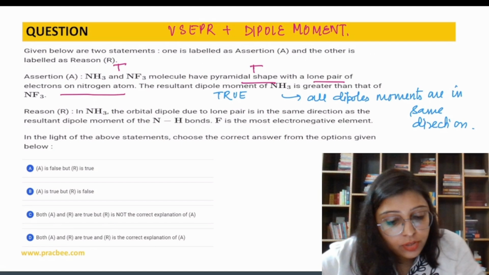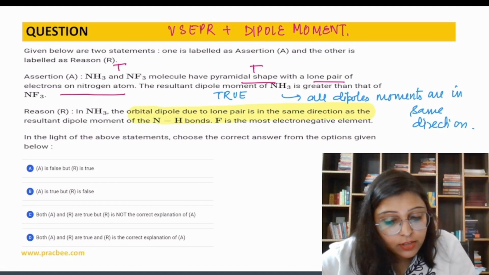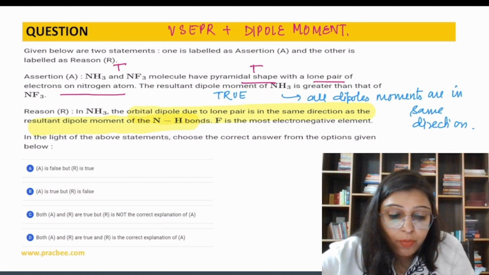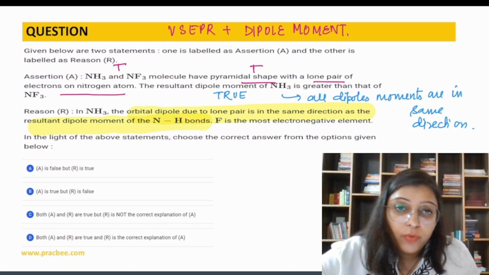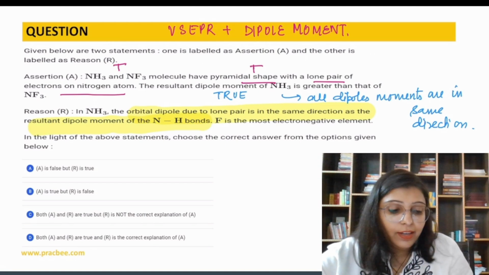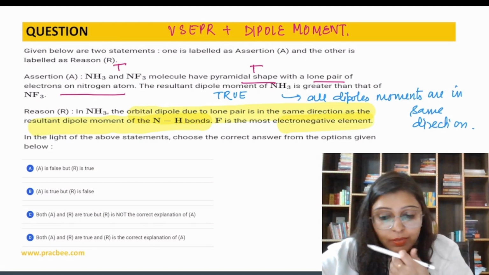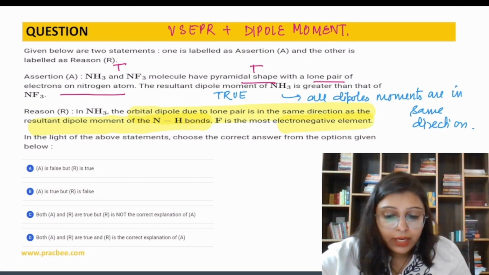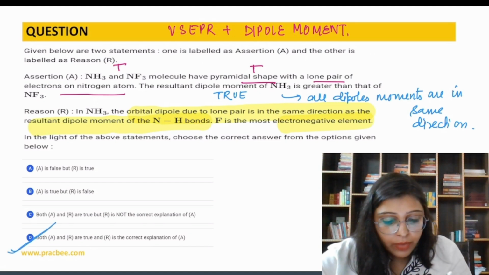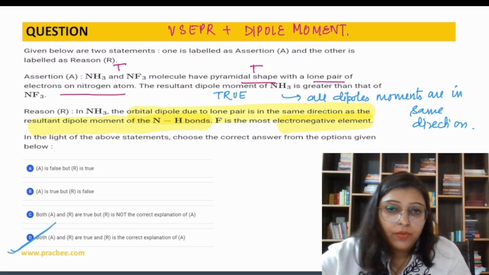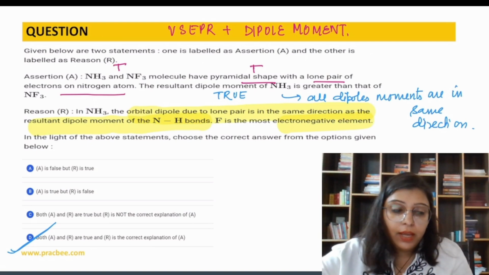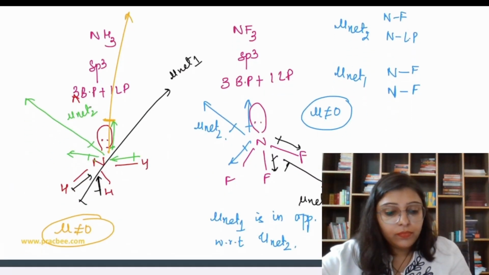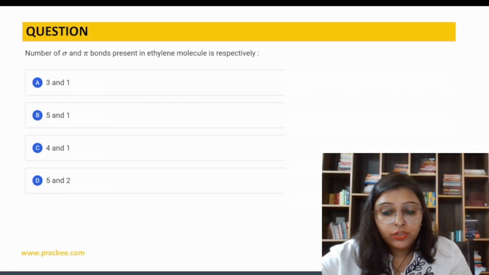Next, in NH3 the orbital dipole due to the lone pair is in the same direction as that of the resultant dipole moment of the NH bonds. It is true. Fluorine is the most electronegative element. Yes, that is also true. So both assertion and reason are true, and R is the correct explanation of assertion A. That's it. Now let's do the next question.